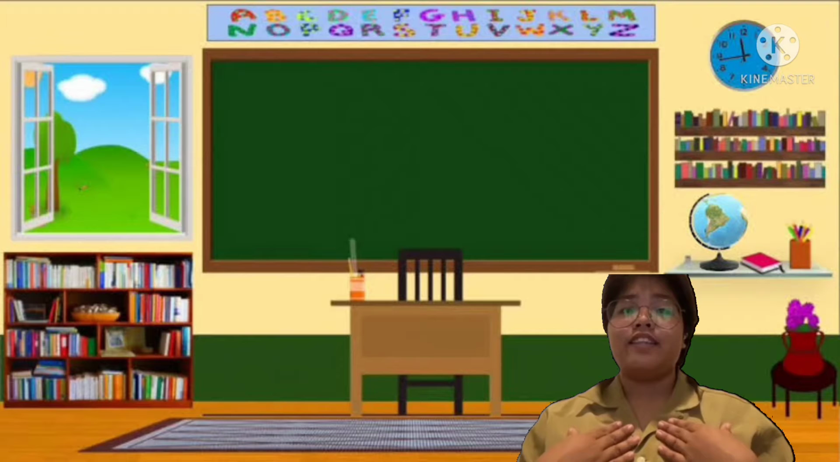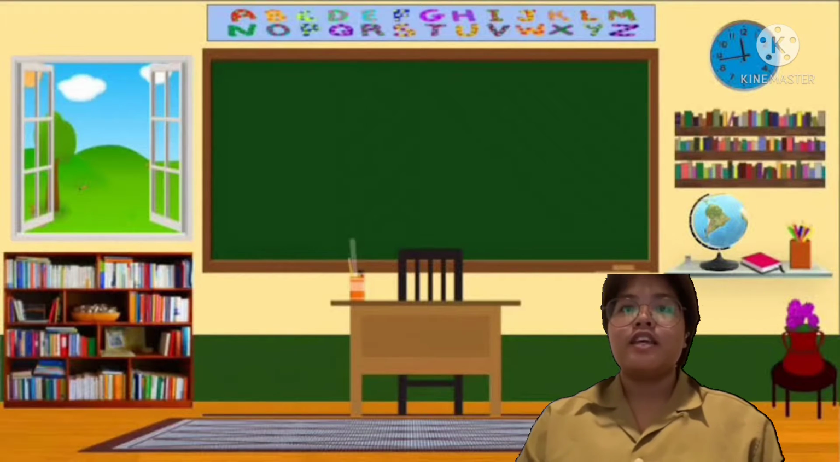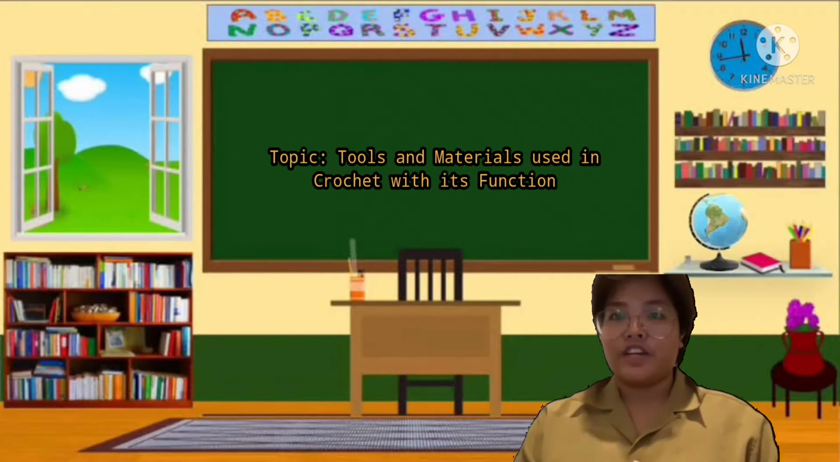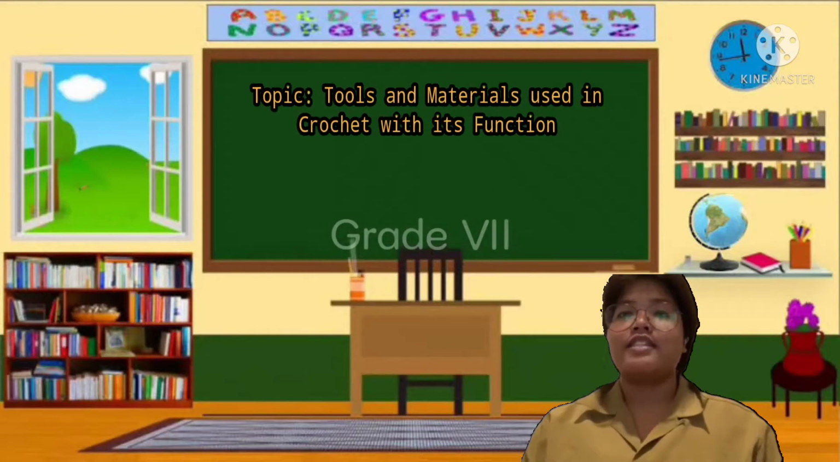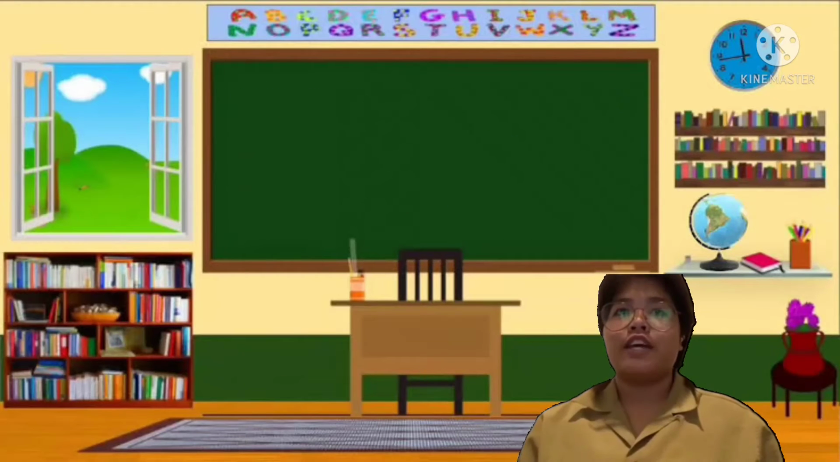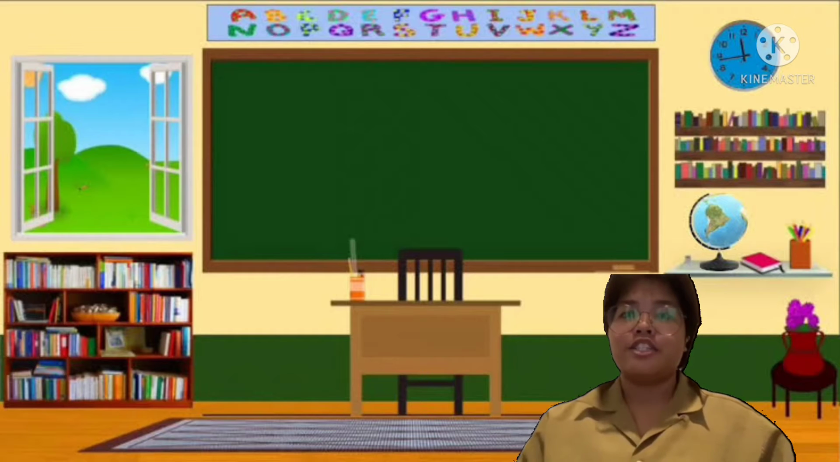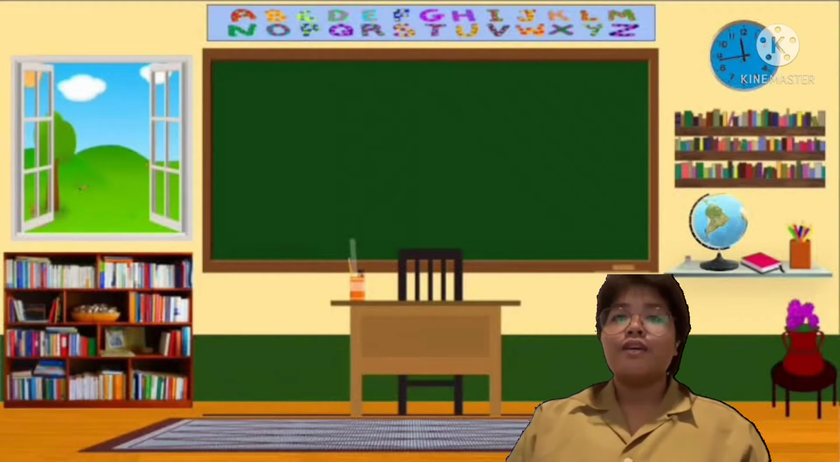The context of the lesson plan that I made. It is just a semi-detailed lesson plan with the topic crochet tools, materials, and their function. This topic is for grade 7. It is about getting to know the subject and the materials and tools used in this subject, and that will help the students understand the context of the subject. So let's start.